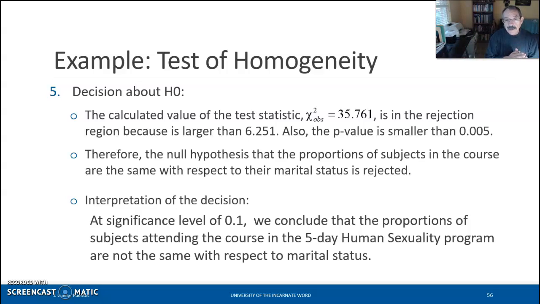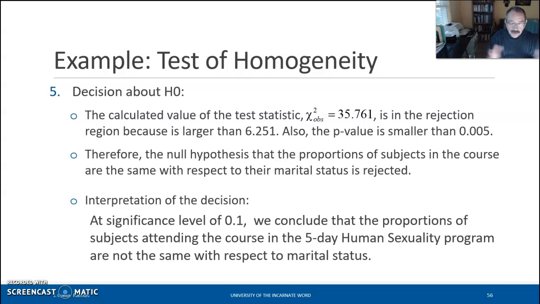Also, we found that the p-value is smaller than 0.05. So both approaches tell you that we should reject the null hypothesis that the proportions of subjects in the course are the same with respect to their marital status. Therefore, the interpretation of our decision is that at a significance level of 0.1, we conclude that the proportions of subjects attending the 5-day human sexuality program are not the same with respect to marital status.